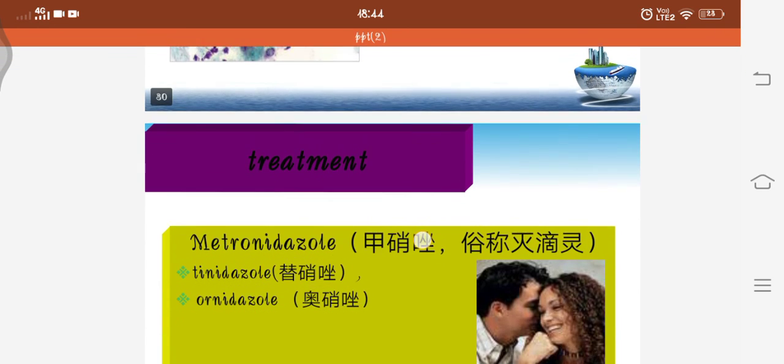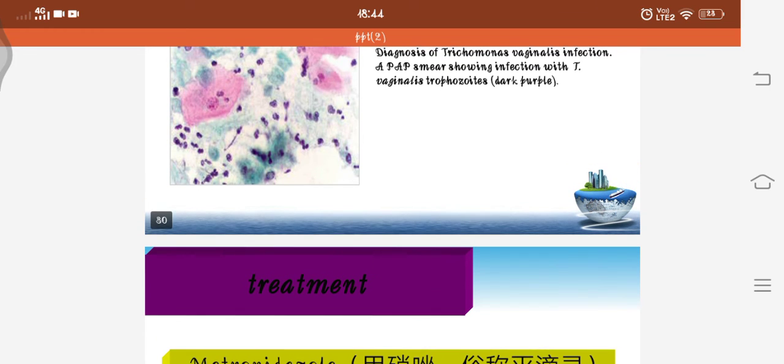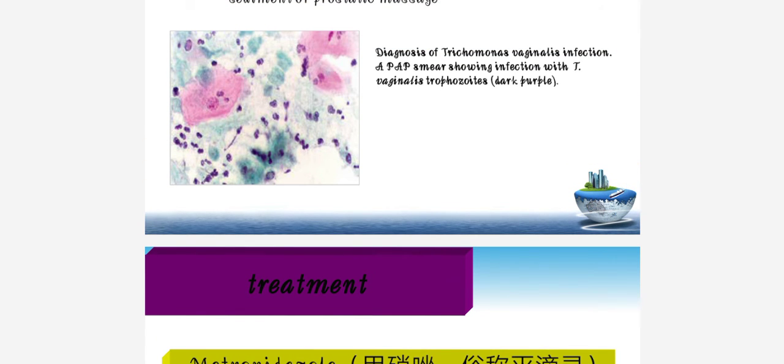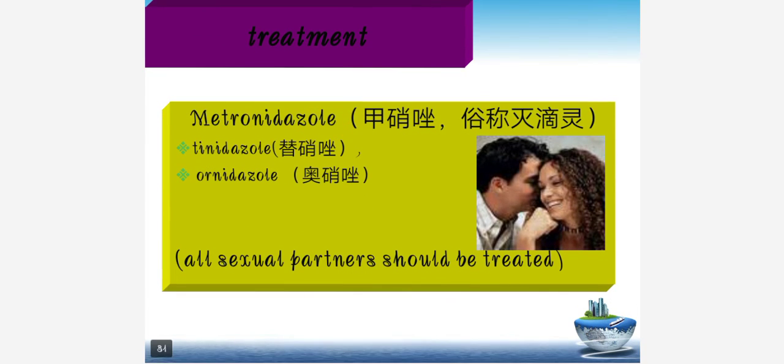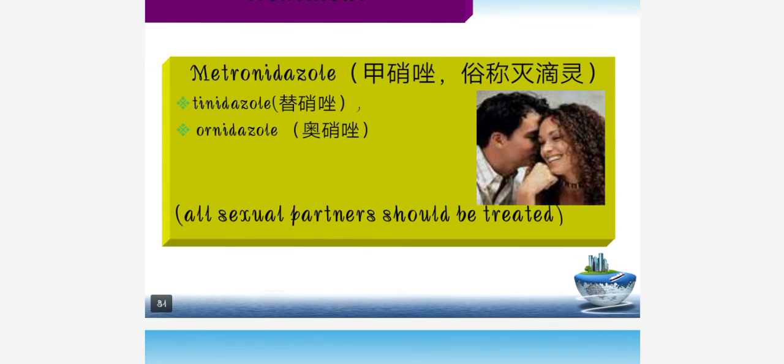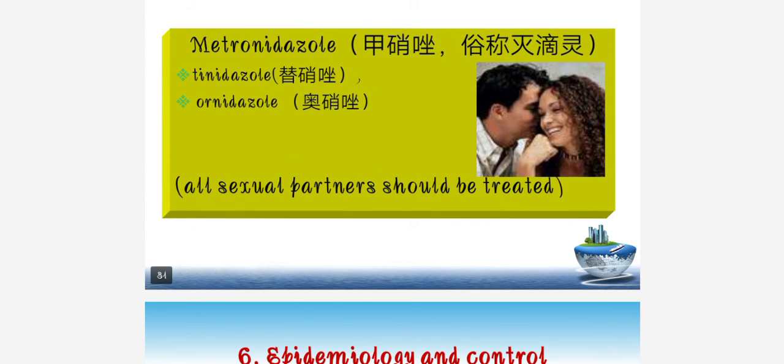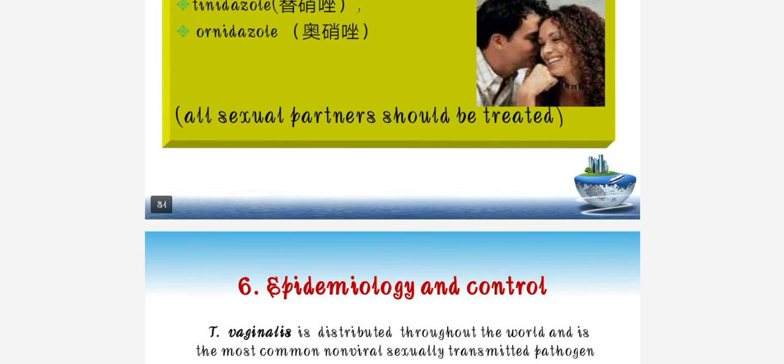And next, diagnosis. We can diagnose by Giemsa stain, Papanicolaou staining, and culture of specimens on CPLM media. CPLM media means cystine, peptone, liver infusion, maltose. First let us see treatment, by metronidazole, tinidazole or ornidazole. All sexual partners should be treated with this to avoid the parasitic infection.